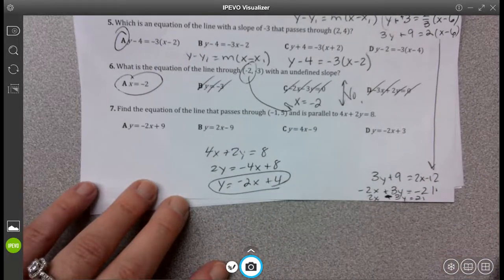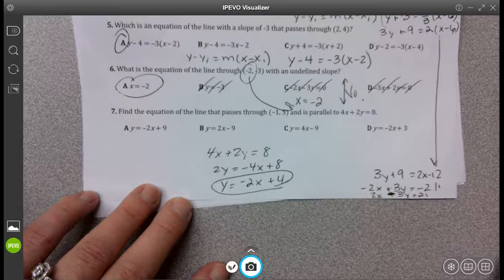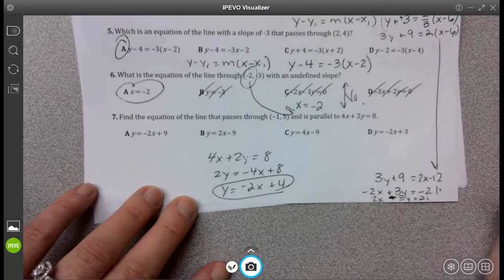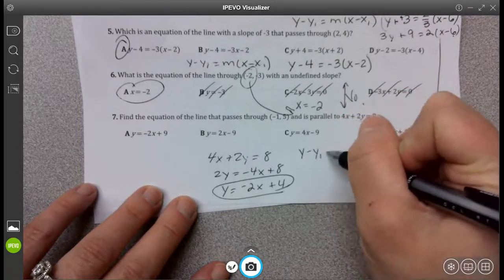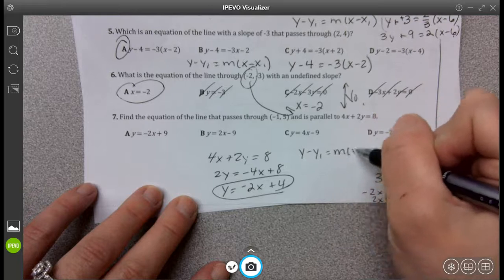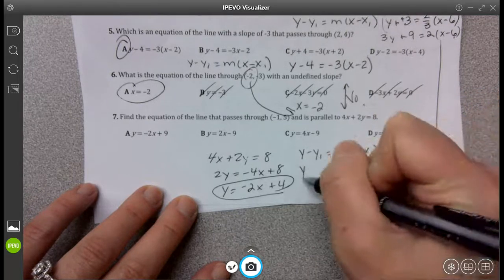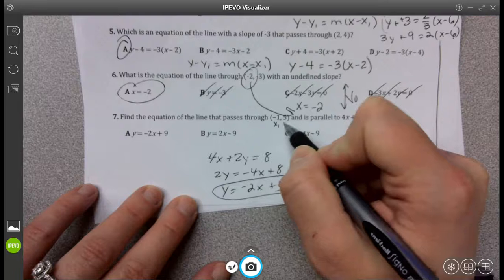Okay, so you get x to the other side and get y by itself. When you create your new line, y minus y1 equals m times x minus x1, you need to put in the point that they want. They give you an x1 and they give you y1.